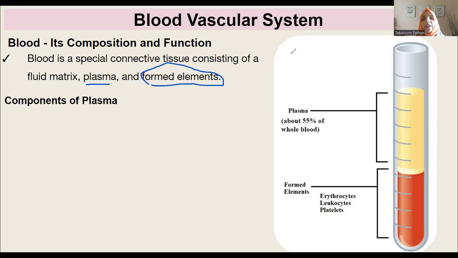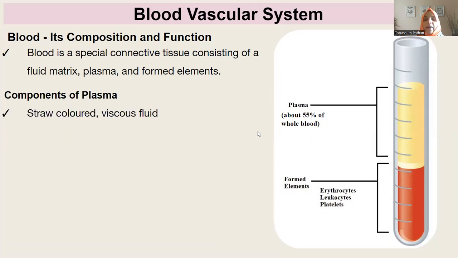So let's begin discussing the composition of plasma first. If you can see the diagram, 55% of your blood is your plasma. When you separate the whole blood in a centrifuge, you will see these layers over here. One is the RBC layer, then one white layer, and then the yellowish, whitish fluid. So plasma is straw colored, as you can see over here, yellowish whitish. That is what we mean by straw colored. It is a viscous fluid, it can flow.